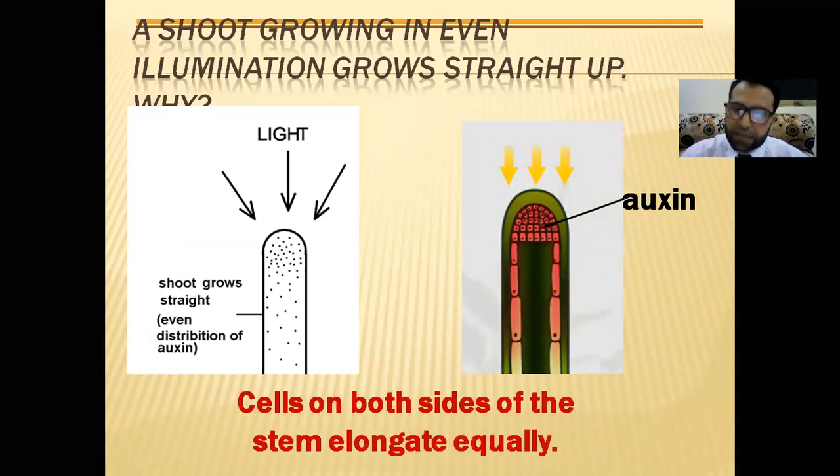Cells on both sides of the stem elongate equally. You can see here, because auxin is distributed equally, the cells on both sides elongate equally, this side and this side. So because of that, the plant is growing straight.